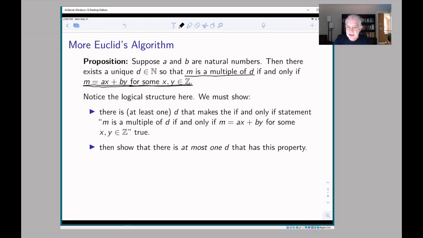In some ways, I think the hardest part about this proposition is just understanding the logical structure. You have this existential quantifier, there exists a unique D, such that, and then you have an if and only if statement. And so the claim is that if you look at the collection of D which make this if and only if statement true, there's exactly one D.